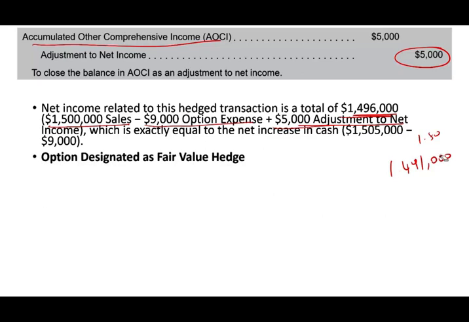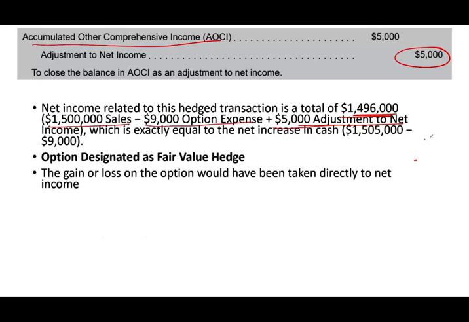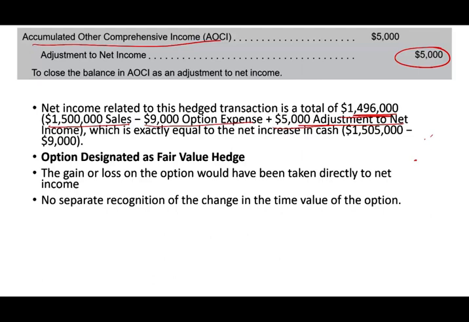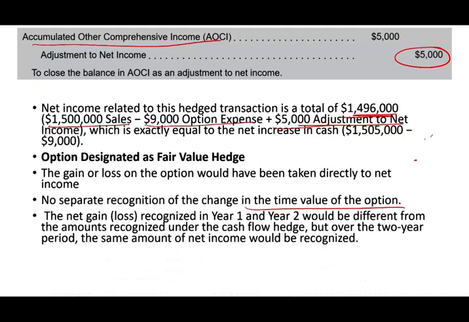So let's assume this option was designated as a fair value hedge. What will be the differences? The gain and the loss would be directly going to net income. Remember, we don't go through the OCI. No separate recognition for the change in the time value of the option. So that 3,000 and 6,000 that we removed, we don't account for that. The net gain recognized in year one and year two would be different from the amount recognized under the cash flow hedge, but over a two-year period, it will be the same. So the way we compute the income from year one to year two might be different between the fair value hedge and the cash flow hedge, but over a two-year period, they will be the same.